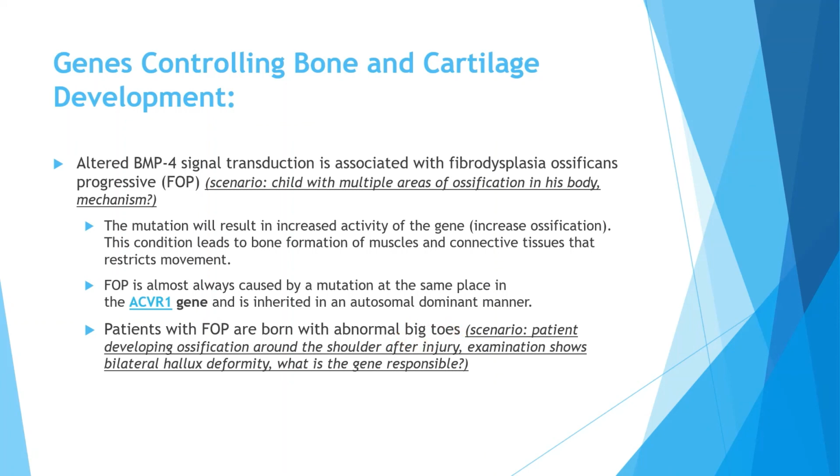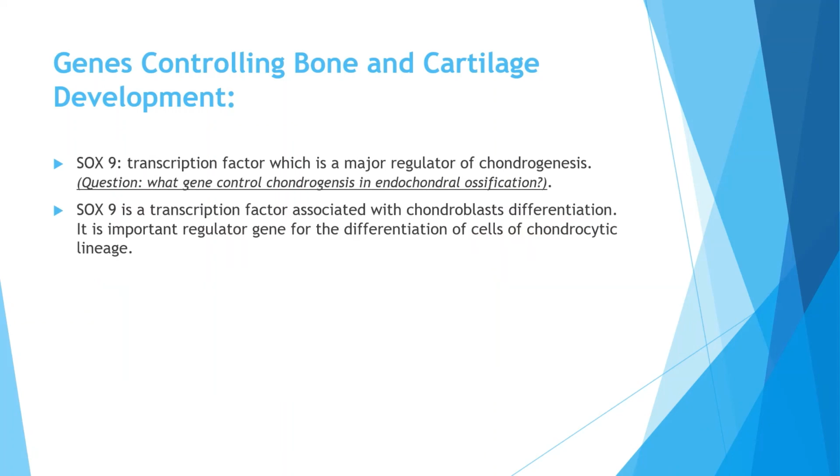You get a picture, for example, of a shoulder with increased ossification, and then a picture of the foot with deformity of the big toe. It will ask you what is the gene responsible. It's the ACVR1 gene. What is the mechanism? It's altered BMP4, which will result in increased ossification. Regarding cartilage development, one of the most important genes is SOX9, and this is involved in the chondroblast differentiation. So SOX9 is the gene involved in chondroblast differentiation and chondrocyte lineage.